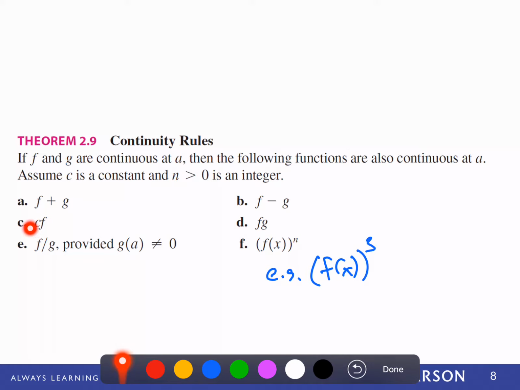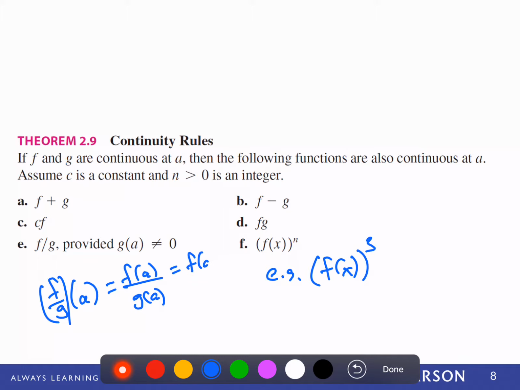We can also do the quotient of the two functions like this, f over g, with g again only where the bottom function is not 0. If g of a was 0, then we would have that f over g of a equals f of a over g of a, which would equal f of a over 0, which would be bad news.